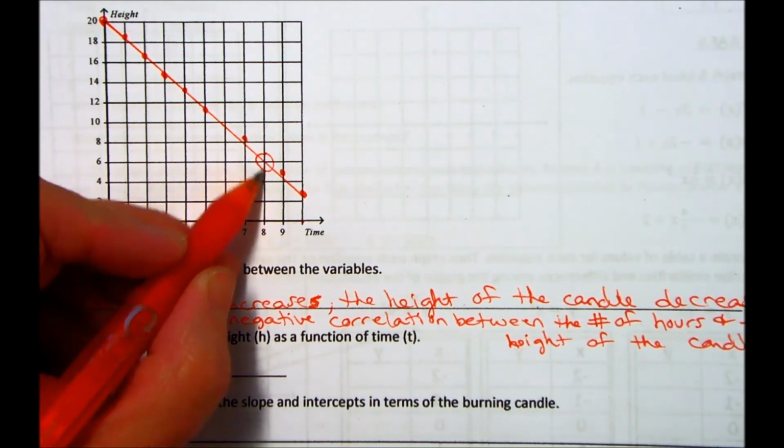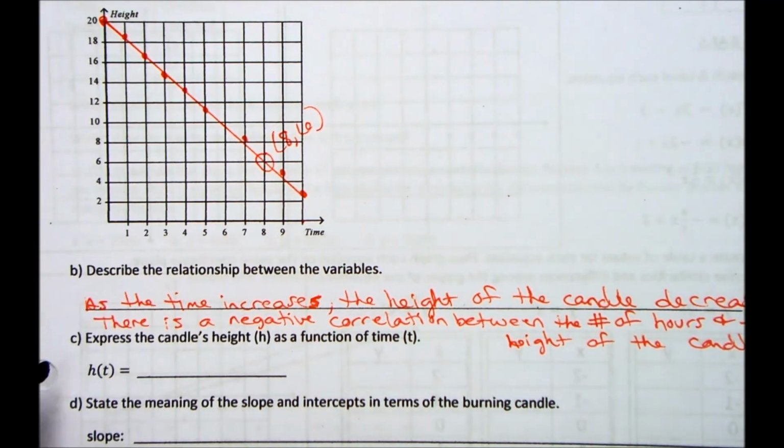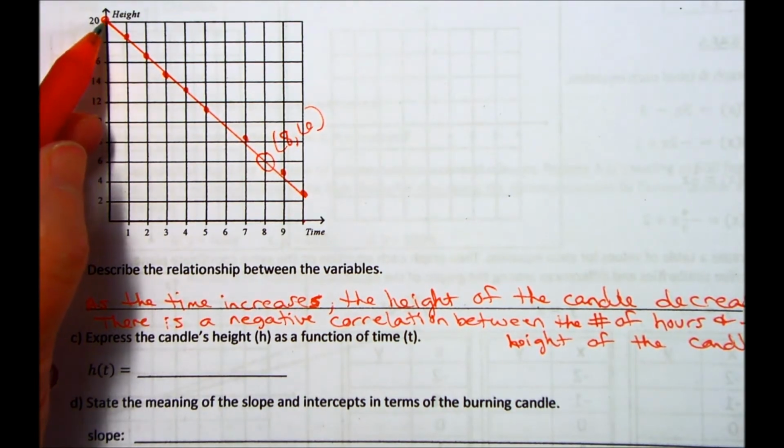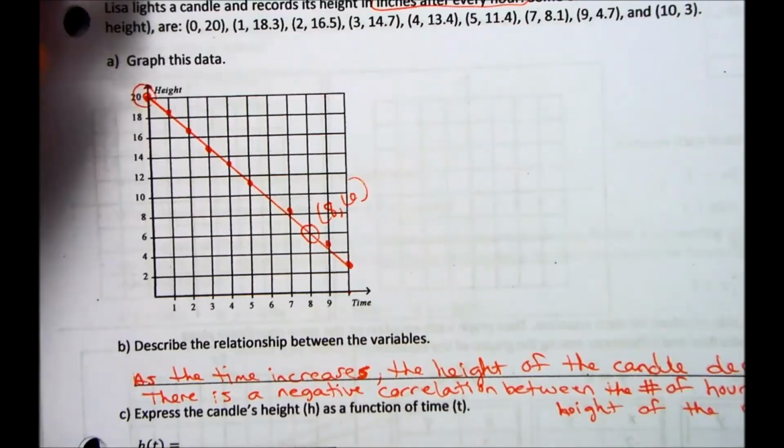So that's the point 8, 6. And then your y-intercept is always a very good point to use. That's your starting point, so 0, 20.